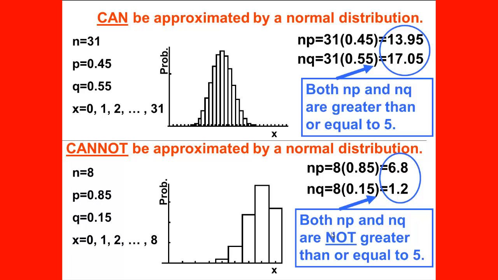Again, let me restate that, I'm not sure I said it right. In the second example, both NP and NQ are not greater than or equal to 5. One is and one's not. And that's the criteria that we will use.